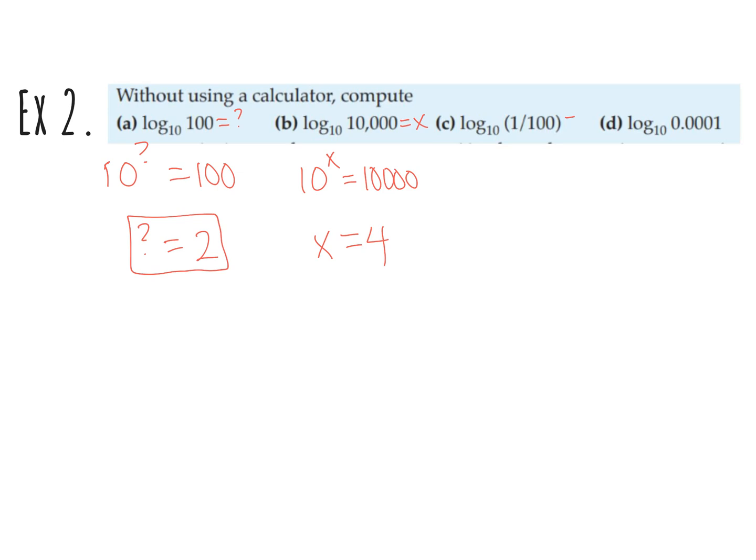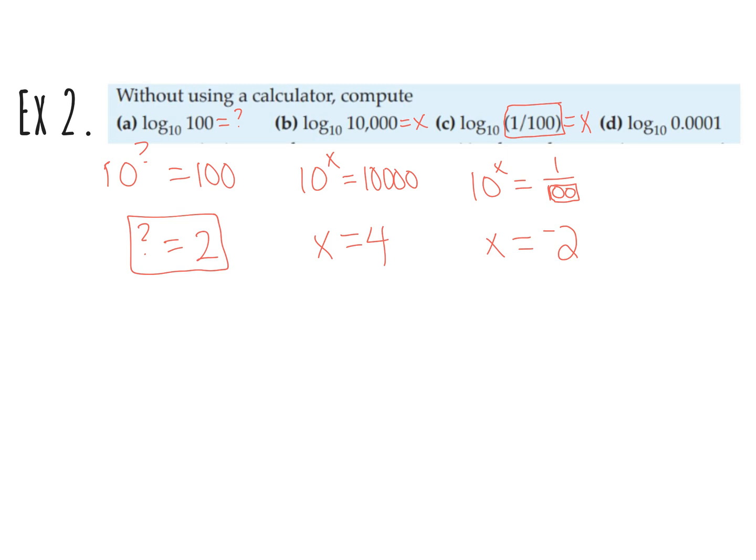Now, when we do this, what does this equal? Well, notice that this is a small number. So 10 to what power equals 1 over 100? When it is a small number, remember your exponent is negative. So we know it's going to be a negative, and then now we just have to count how many zeros we have. So negative 2.